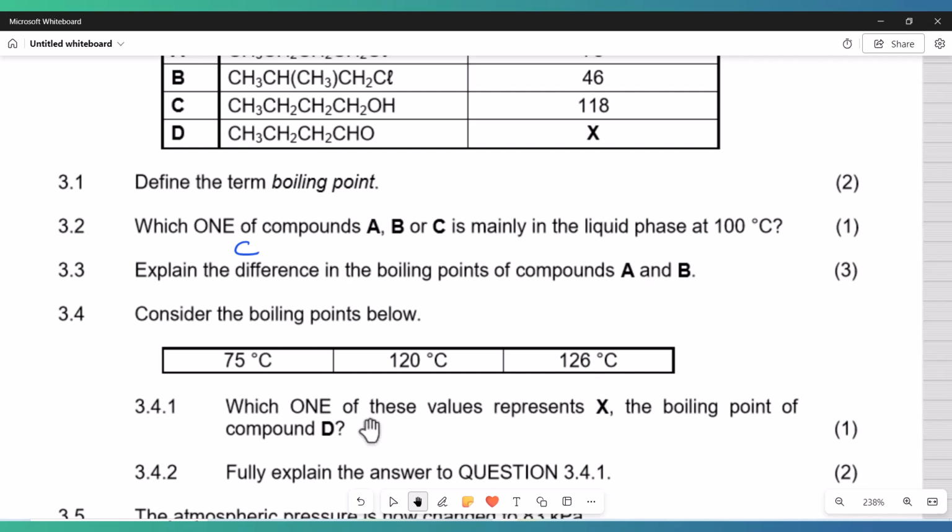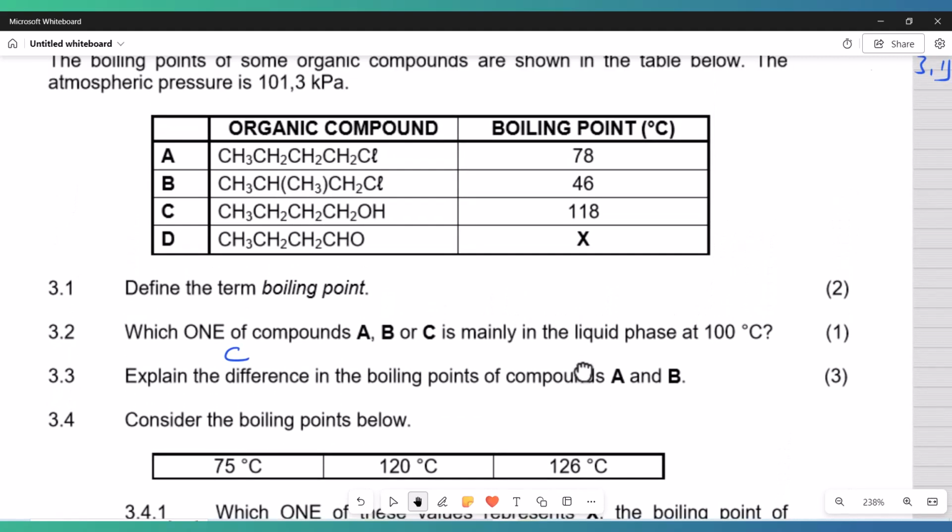Next, they say consider the following boiling points: 75, 120, 126. Which one of these values represents X, the boiling point of compound D? Compound D is an aldehyde because this is CHO, aldehyde. Then compound A is 78, and 78 is an alkane. Now alkanes have stronger forces than aldehydes.